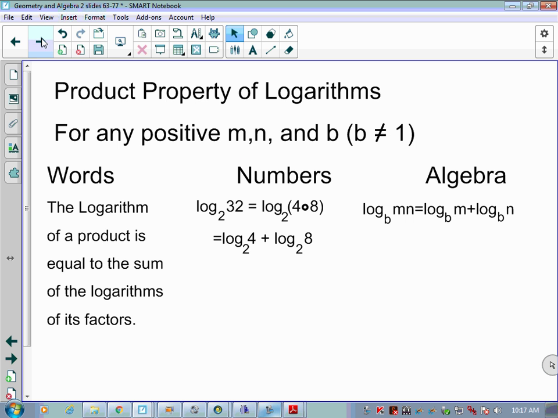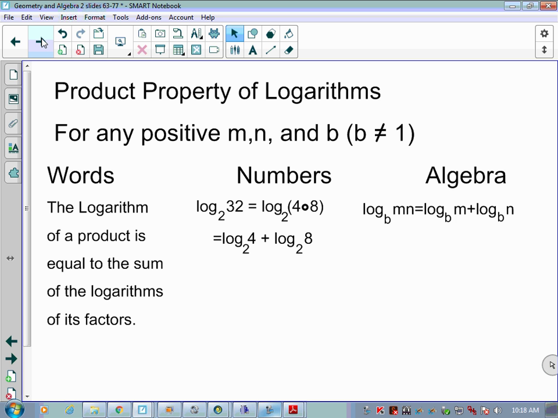Okay, this is the product property of logarithms. So what does the term product mean? Multiply. For any positive m and b where b does not equal 1, what we're saying here is the logarithm of a product is equal to the sum of the logarithms of its factors. So if I have something like log base 2 of 32, that's the same as log base 2 of 4 times 8, or 2 times 16. That's the same thing.